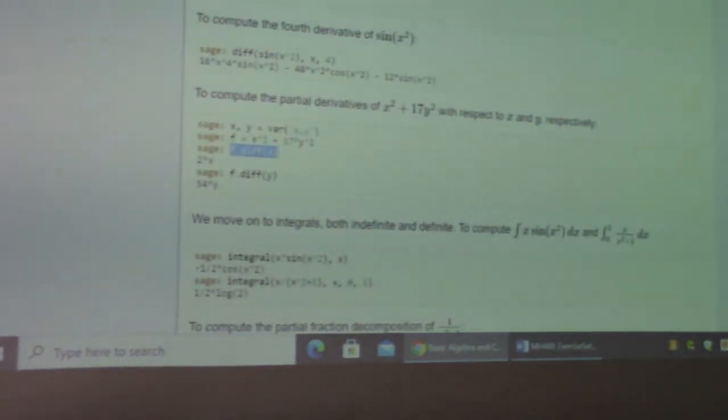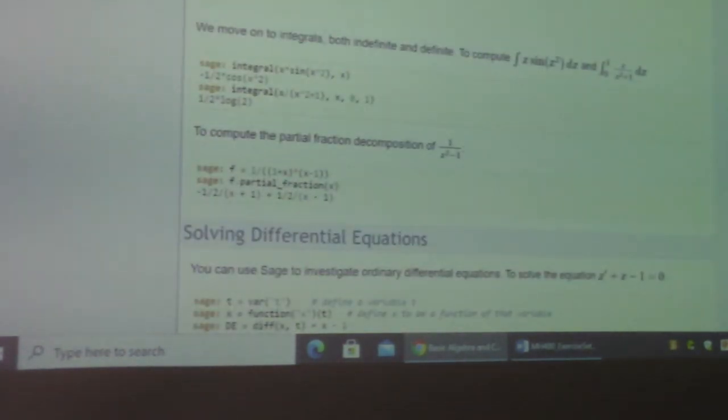We can do integrals too. And the code for integral is shockingly integral. Partial fractions decomposition, that's kind of cool.